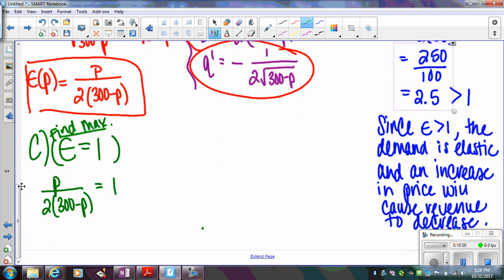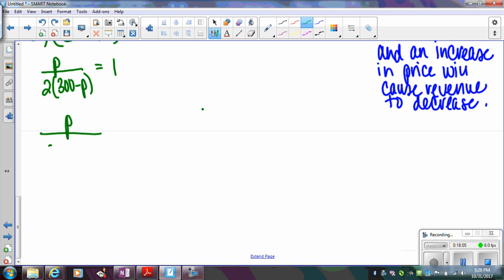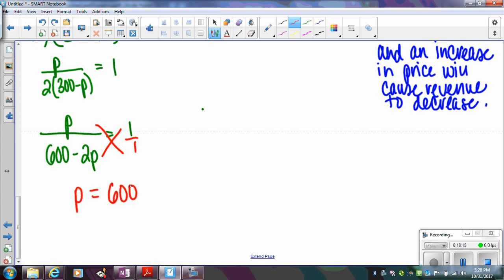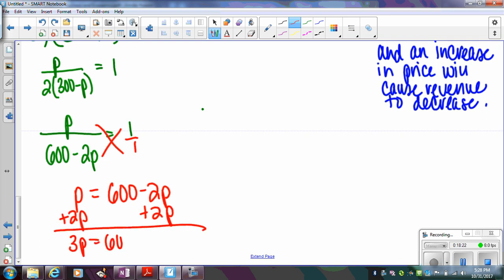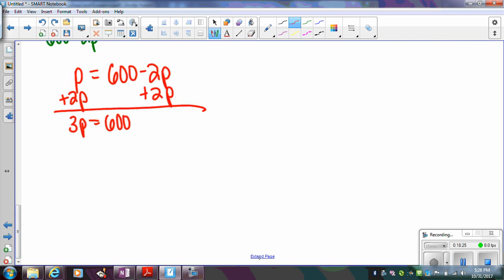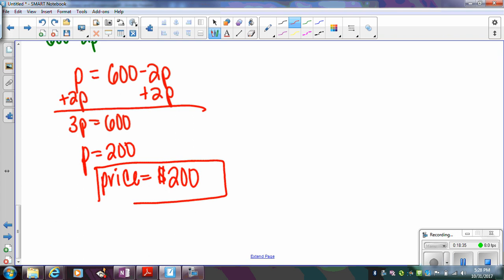So let's distribute the bottom there. So it's going to be P over 600 minus 2P. Then I'm going to put this over 1, cross multiply. So I end up with P equals 600 minus 2P. Bring the 2P over. So 3P equals 600. Divide by 3. So you get the price equals 200. So that means in order to maximize revenue, the price has to be set to 200.